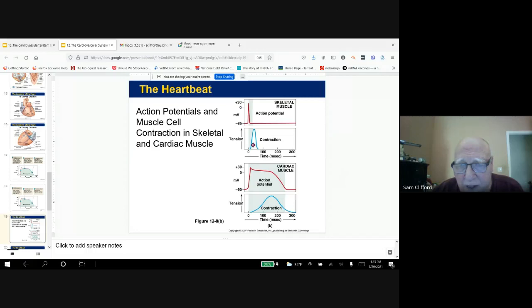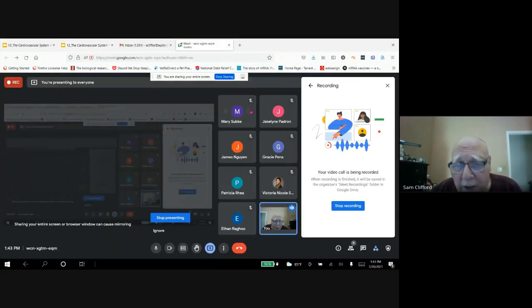So in skeletal muscle, you have a very, very quick contraction that can happen many, many times in a short amount of time. Otherwise, in the heart, you want a long refractory period, a long action potential, so the heart can beat and relax.